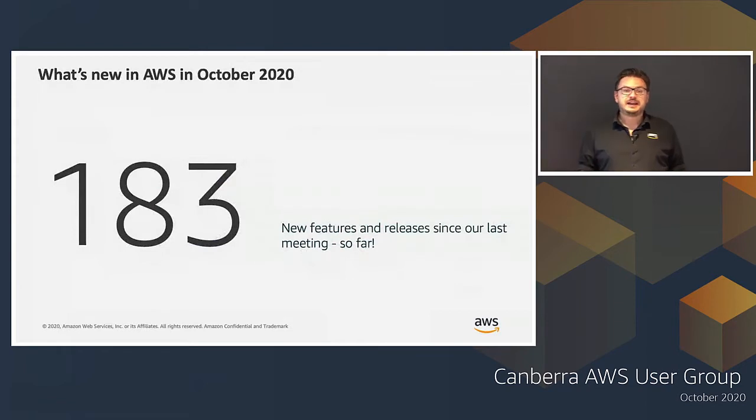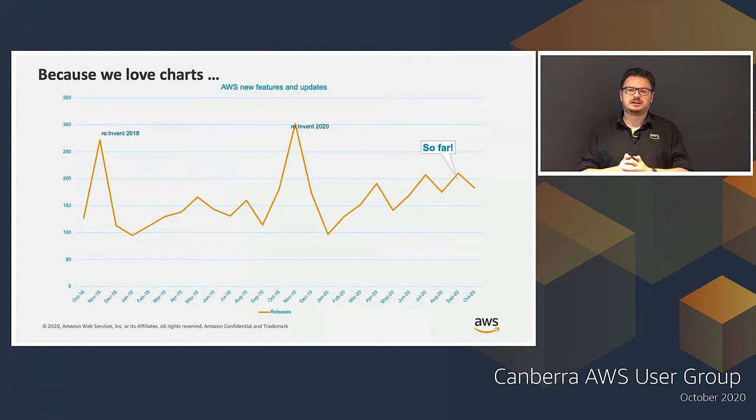Speaking of updates, AWS has had a bunch this month. So far, we're at 183 new features and releases from the start of this month, which for the data geek in us all, because I love data more than most, looks a little bit like this on the chart. So you can see a little bit down from last month, but we're building up to what is that usual peak of AWS re:Invent, which I'll talk to in a little bit.